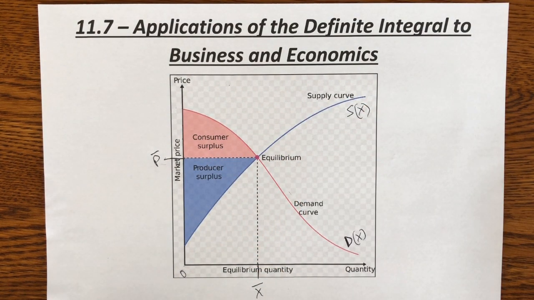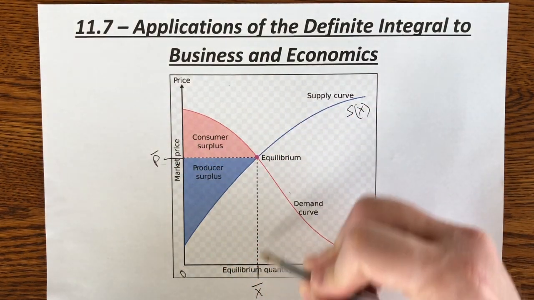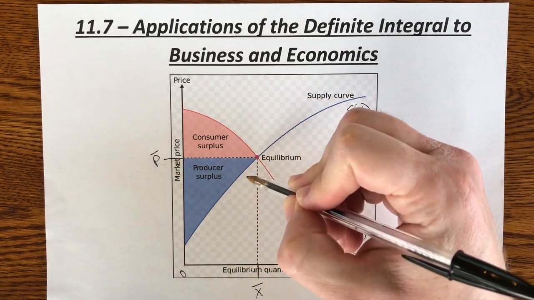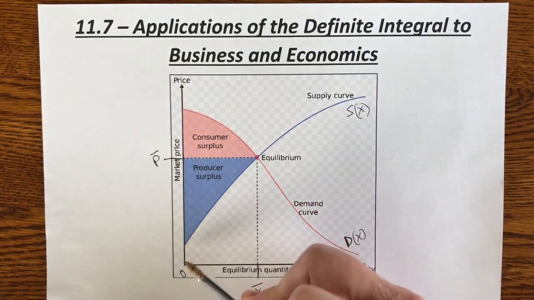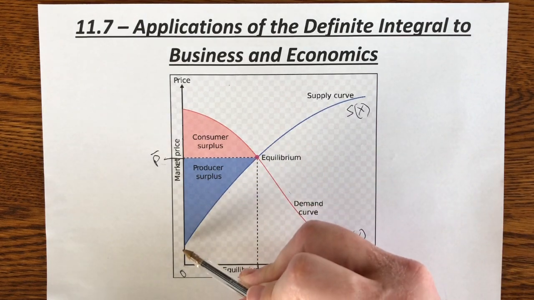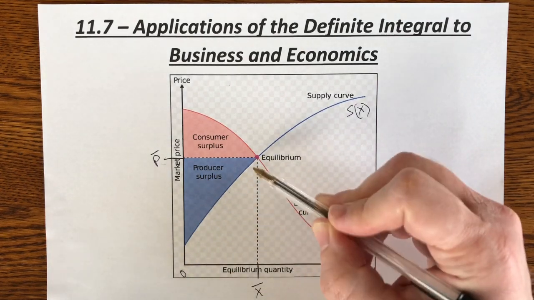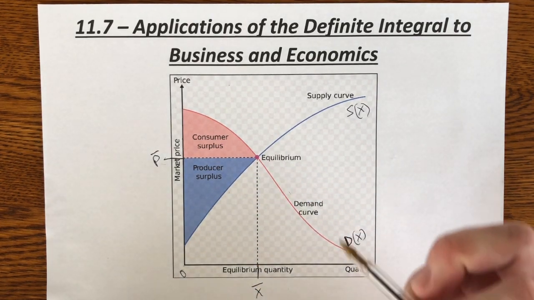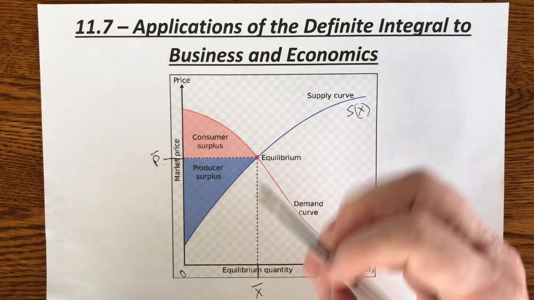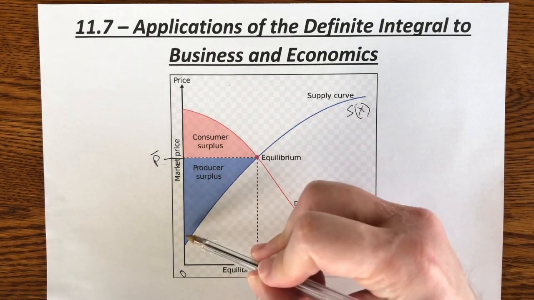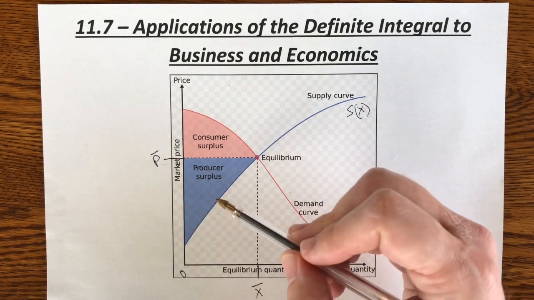The difference between what the suppliers actually receive, which is up here, P bar, and what they would be willing to receive, well, that's based on our supply curve. So that's right here, this area below the blue curve. So the difference between what the suppliers actually receive and what they'd be willing to receive is called producer surplus, this shaded blue region right here.